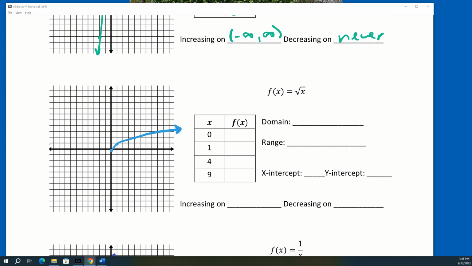All right, and then we have, what is this one called? Square root graph or square root function. All right, and I picked these numbers in particular because they're easy to take the square root. You could just do these in your head. So you just find the square root of each of these numbers, and it gives you the y. Now this one stops at 0, 0. That's an endpoint.